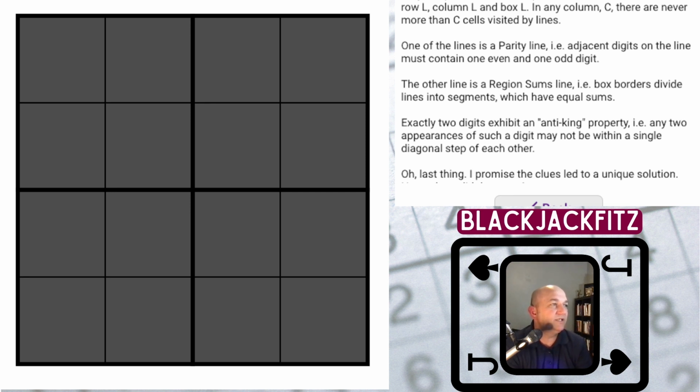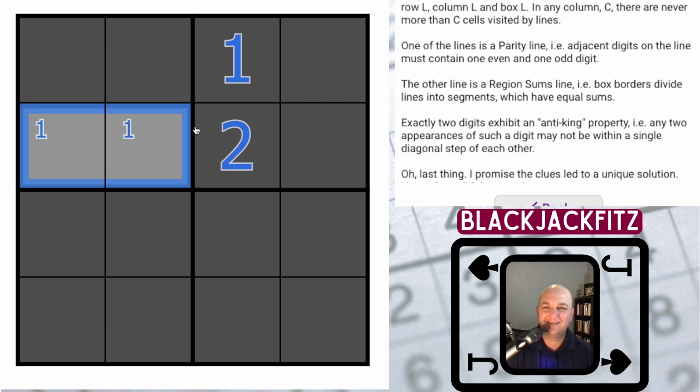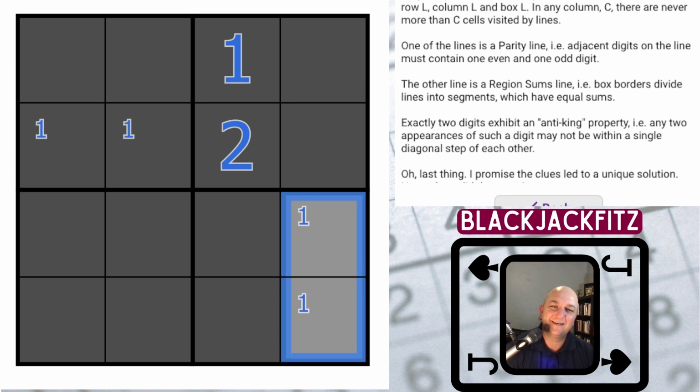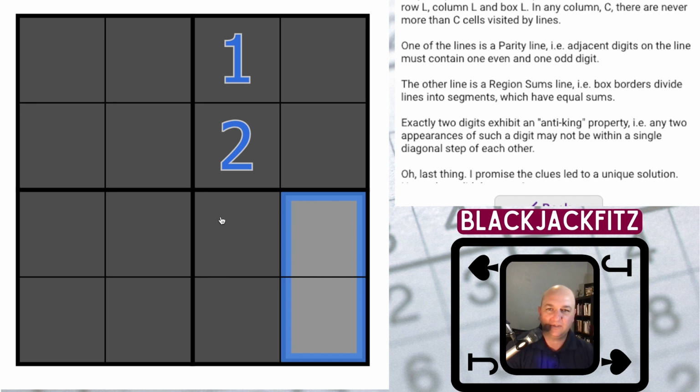Okay. So the 2 digits in an anti-king rule is probably the place to start. So let's just put some digits in. Let's say this is 1, 2. Now 1's down here. What does that do? What does this mean? It was over here. Well, okay, so 2. I think this cell might be more constrained. 2, 2.